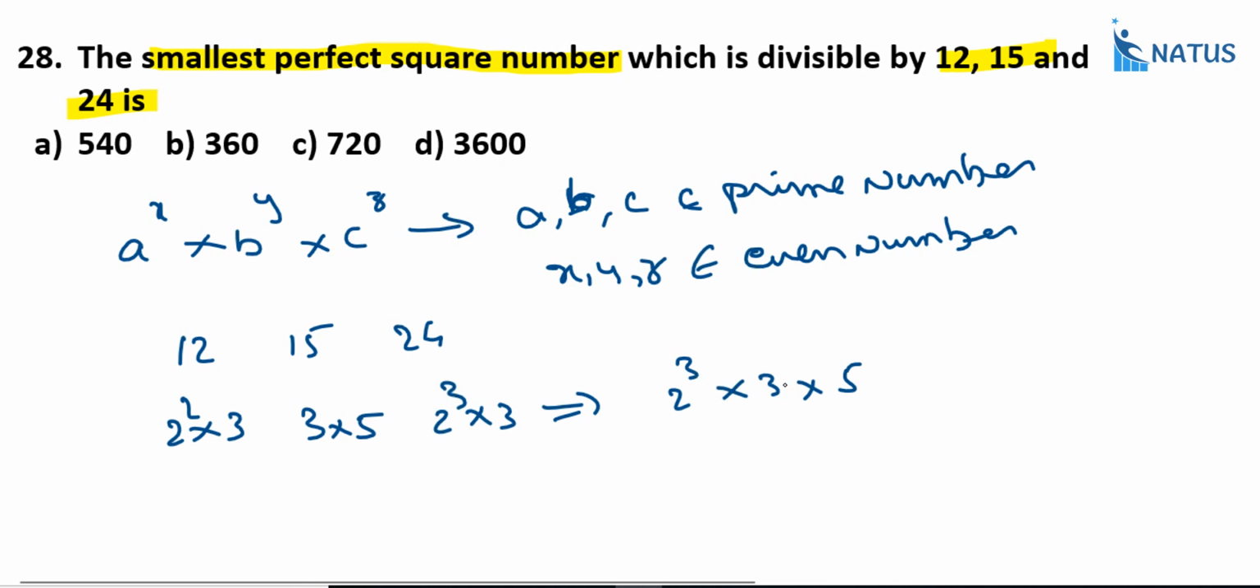Now, this is not a perfect square. This is not a perfect square and this is not a perfect square. How will you get a perfect square? If the power is equal to an even number. What is the next even number? That is equal to 4, right?